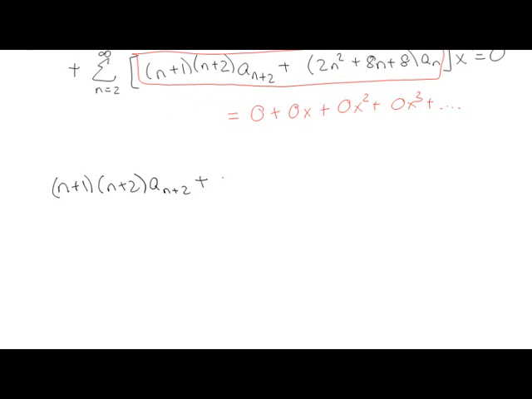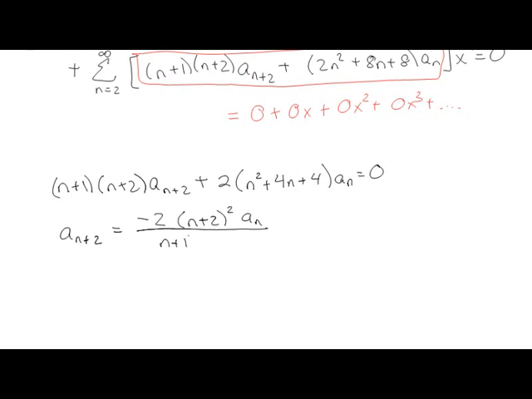So I know that this plus, I'm going to go ahead and factor this, so I've got 2n plus n squared plus 4n plus 4 times a sub n. I know that that has to equal 0. And so I know that a sub n plus 2 is going to equal -2, and I can actually factor that a little bit more. N plus 2 quantity squared, a sub n. And then on the bottom, n plus 1, n plus 2. So that goes away, and that goes away. So I've actually got a nice little recurring formula that says a sub n plus 2 is equal to -2 times n plus 2 times a sub n, over n plus 1.